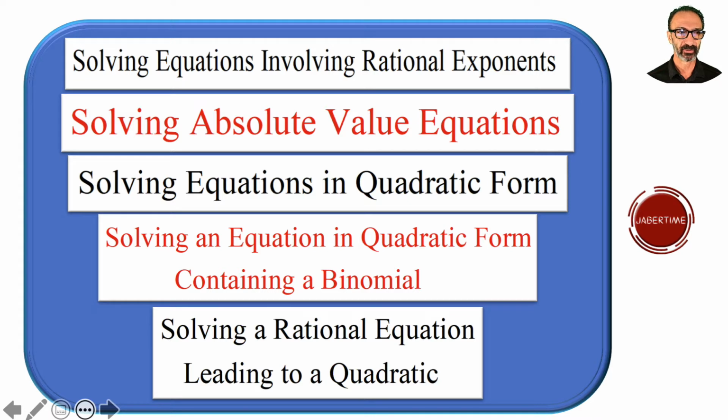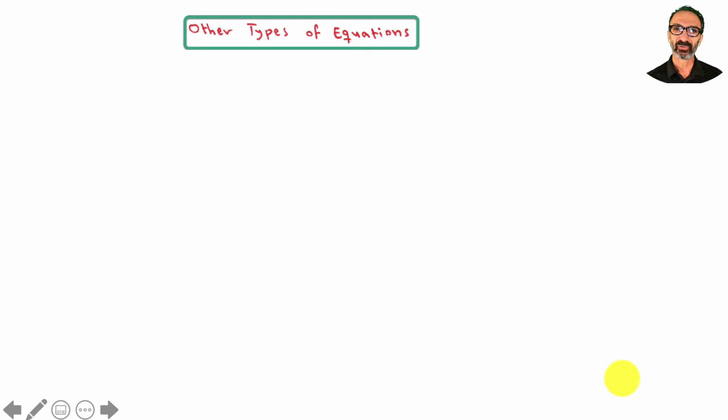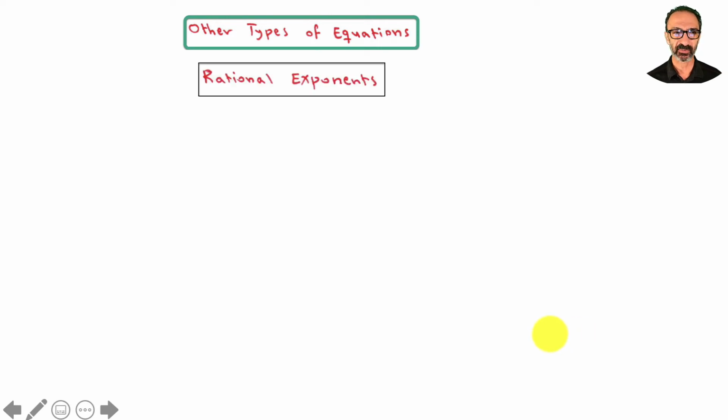Today I'm going to go over the topics, as you could see: solving equations involving rational exponents, solving absolute value equations, solving equations in quadratic form, and ones in quadratic form with binomials, solving rational equations leading to a quadratic form. Other types of equations: rational exponents. I'm going to go a little bit fast because I'm trying not to make it 45 minutes, but I have everything in detail, as you could see.